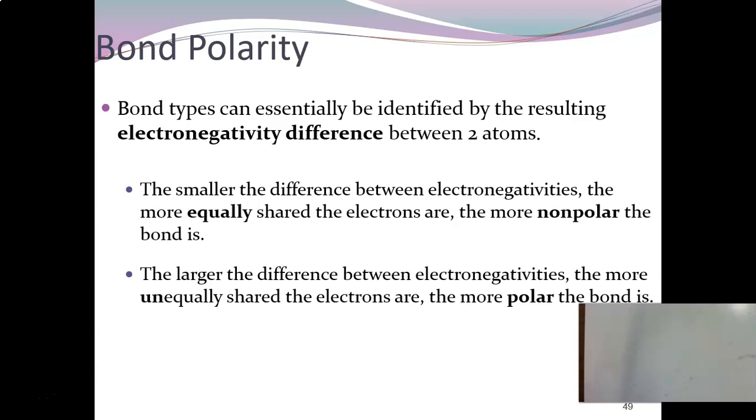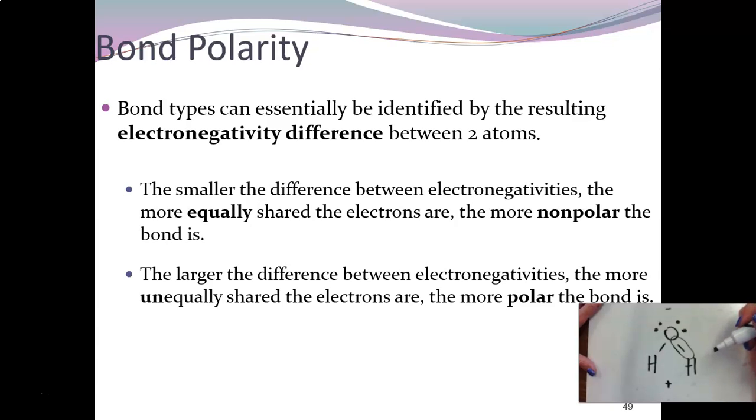Bond polarity is different than molecular polarity. So when we were looking at water, we said that this end of the molecule is negative, this end is positive because it's polar, right? Okay, well, what we're talking about here with bond polarity is the actual bond between hydrogen and oxygen. This bond can be polar or nonpolar, okay?